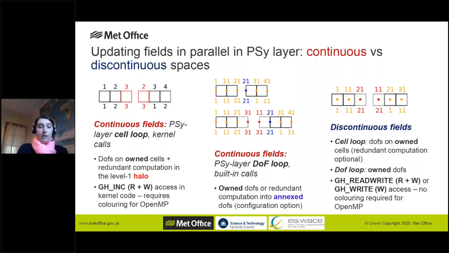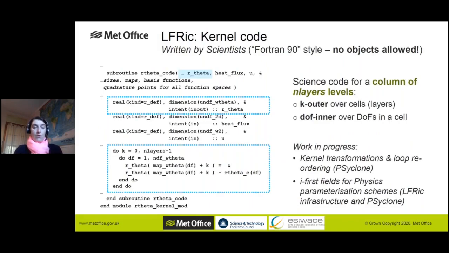And for discontinuous fields, it really doesn't matter because the DOFs are not shared. So for them, we are using different access, gh read write if we want to update it, or gh write if we want to just write to it, which means basically this is discontinuous, don't do coloring. So we have gone through the metadata, and metadata is the part that tells Cyclone how to unpack data and what kind of additional support from the LFRic infrastructure to apply, such as coloring and so on, when the fields are updated in parallel.